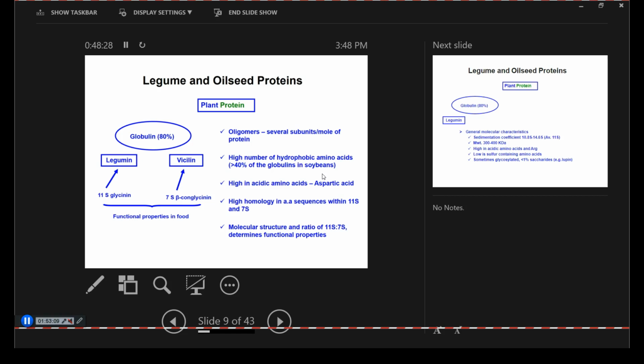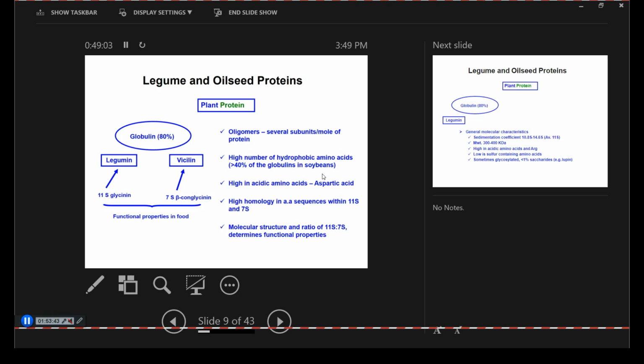They're also high in acidic amino acids, mostly aspartic acid. And you will see that for subunits from legumin, we have acidic subunits and basic subunits. Acidic subunits are obviously called acidic because they have a high percentage of acidic amino acids. We have high homology in amino acid sequences. What do we mean by homology? We have similar sequences that repeat within the different subunits, so they're very closely related.